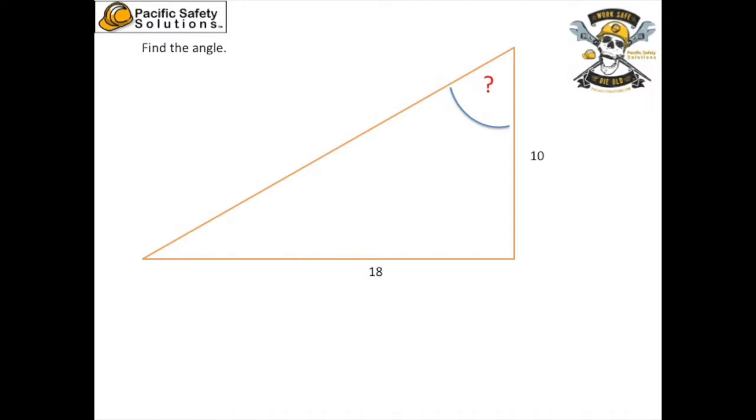Let's try this one. Same triangle, we're just looking for a different angle. Draw the imaginary line out of the angle, and the first number you get to is 18. So put 18 in the calculator first, then divide it by the other number, 10. You should come up with 1.8. Keep that number 1.8 in your calculator, press the second function, and then hit tangent. You should come up with 61 degrees. If you're able to successfully complete these angles, the rest of these exercises should be fairly easy for you.